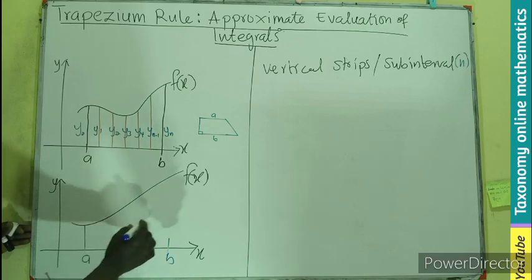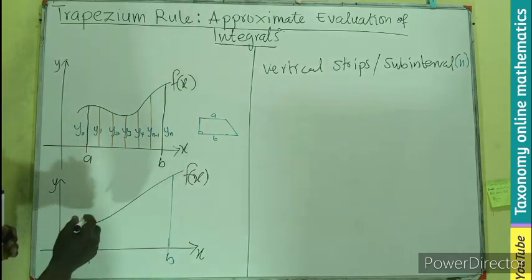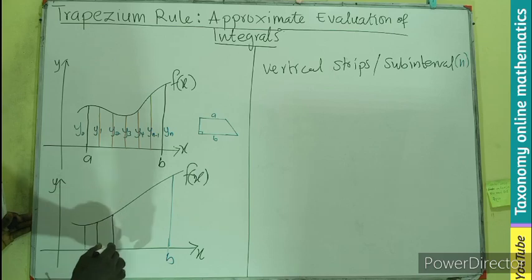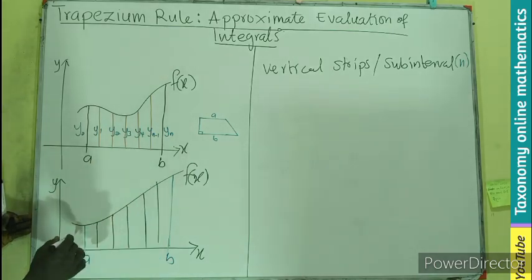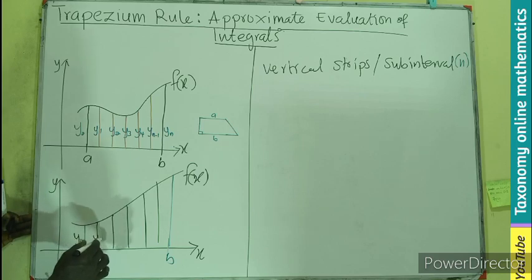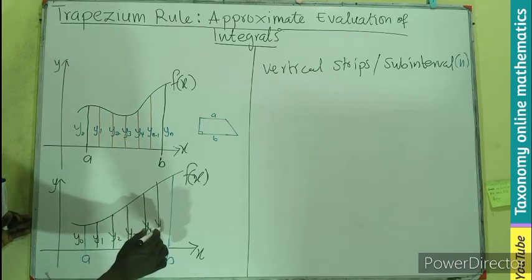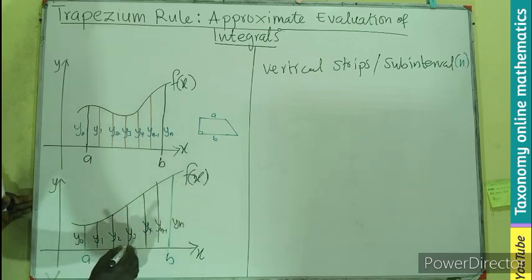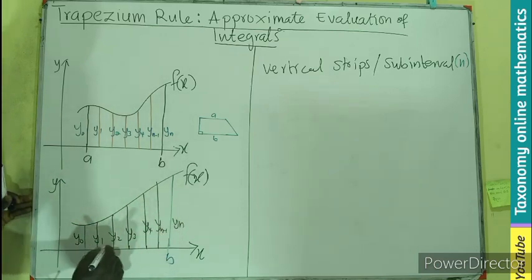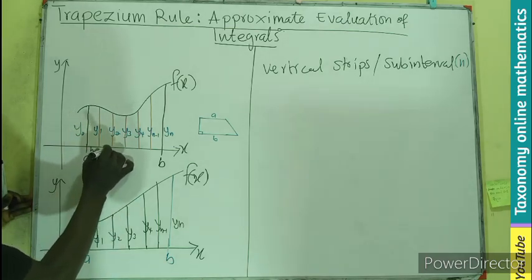I'll still have this as the region. Then, if I divide it into stripes, each of the stripes will still be y0, y1, y2, y3, y4, up to yn minus 1, yn. Then the width here is going to be the height. So from here to here is going to be the height.